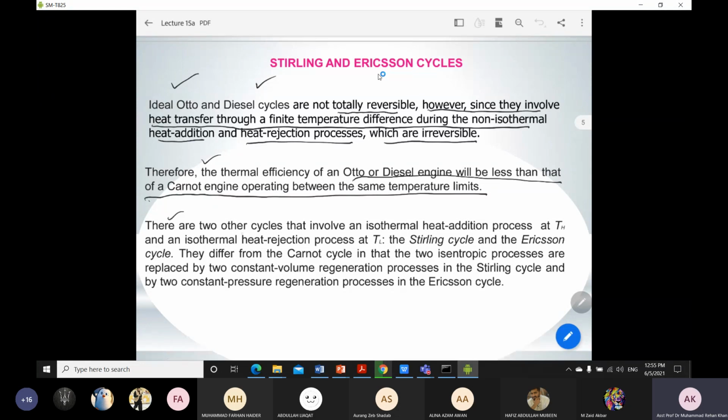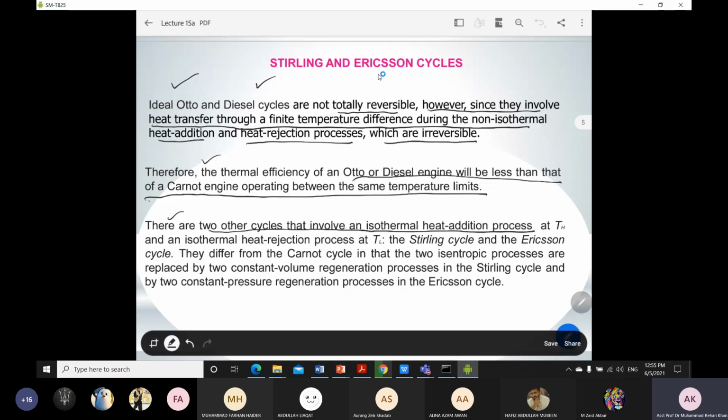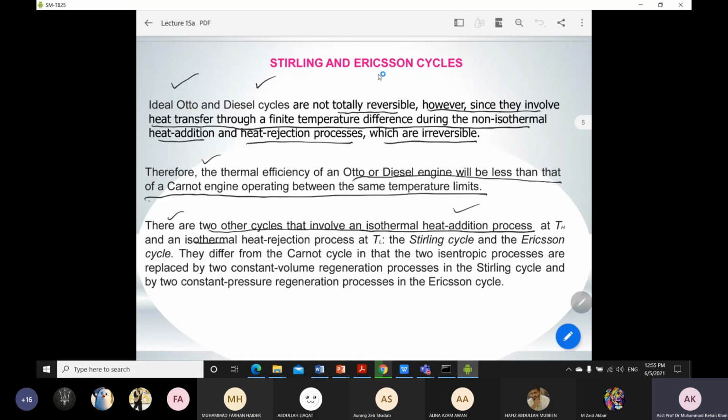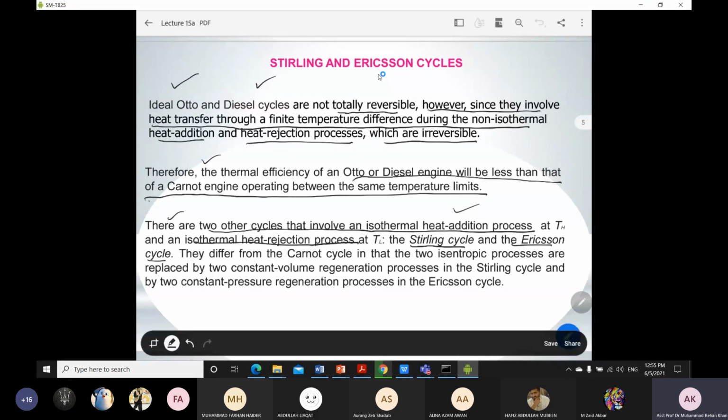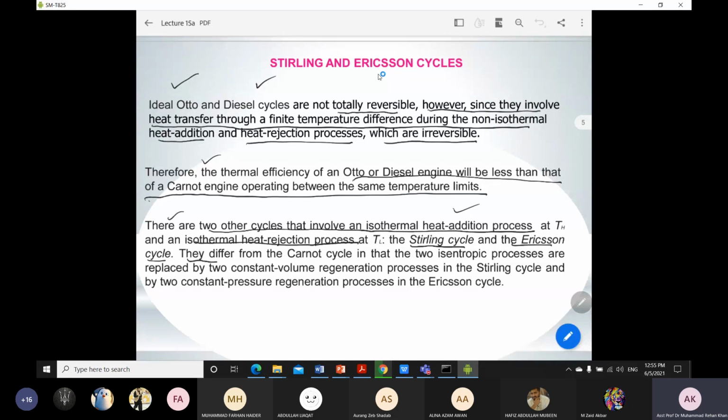Okay, and then there are two other cycles. We already talked about the isothermal heat addition and isothermal heat rejection processes, and those are the Stirling and Ericsson cycles. We will see the difference between them in the coming slides. They differ from the Carnot cycle in that the two isentropic processes are replaced by two constant volume regeneration processes in the Stirling cycle and two constant pressure regeneration processes in the Ericsson cycle.